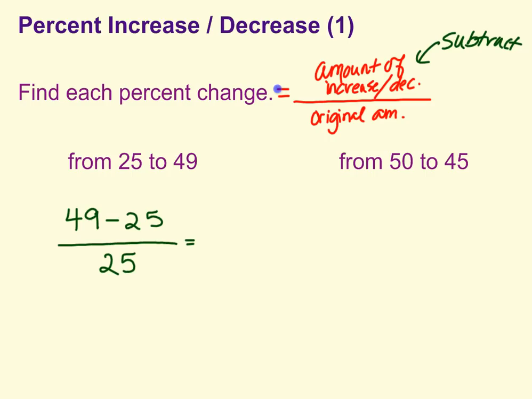So then you do your little math and you do 49 minus 25 and you get 24 over 25. And because this is a percent change, we do want to divide this out in our calculators. We get a decimal, 0.96, but let's go ahead and turn that into a percent. Move your decimal 2 spots to the right, and we have a 96%.